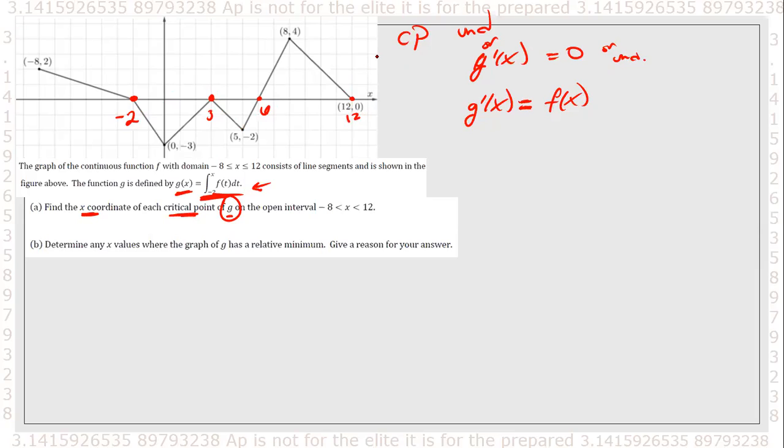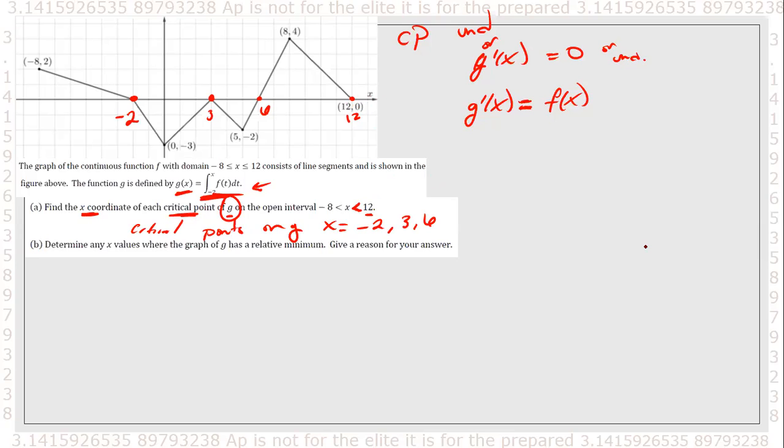Oh, I'm sorry. This 12 right here is not included in our interval because it's an open interval. So our only critical points on g are the following: when x equals -2, 3, and 6. 12 is also a point where f is zero, but since we are working with the open interval, I did not include that 12.